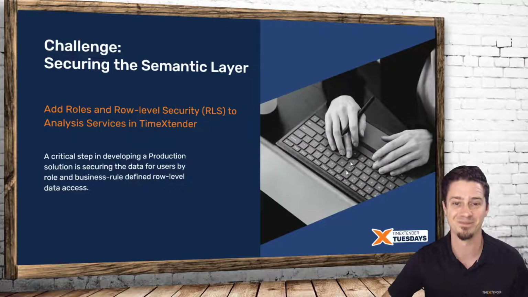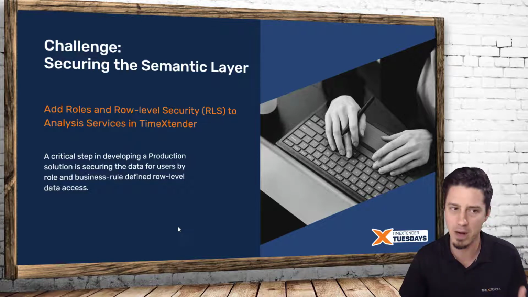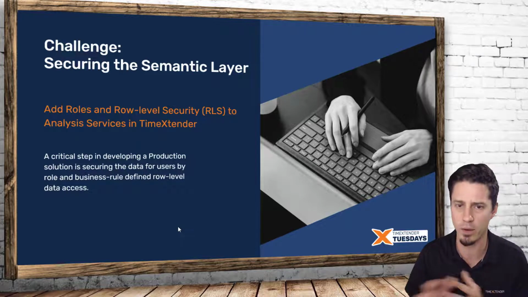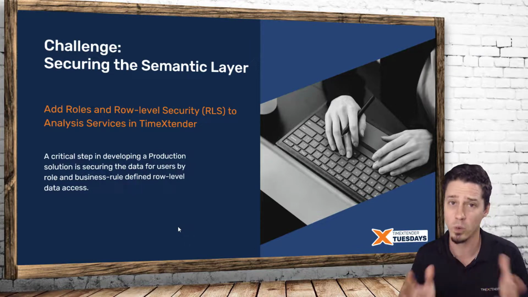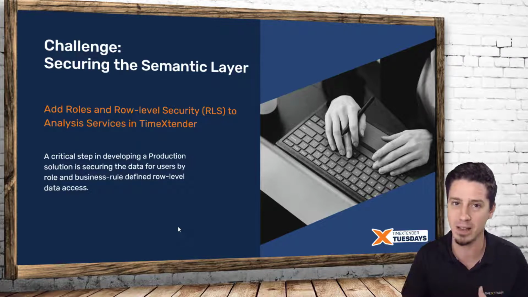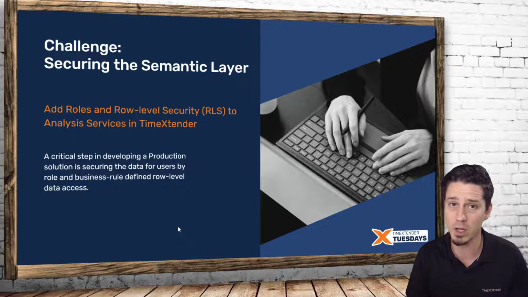First and foremost, what is row-level security, right? So in the semantic layer, primarily we're talking about Analysis Services here. We're not going to go into how it functions with the other endpoints. In this TimeXtender Tuesdays episode, we're going to talk about Analysis Services specifically. So when talking about that technology, what do we need to consider?